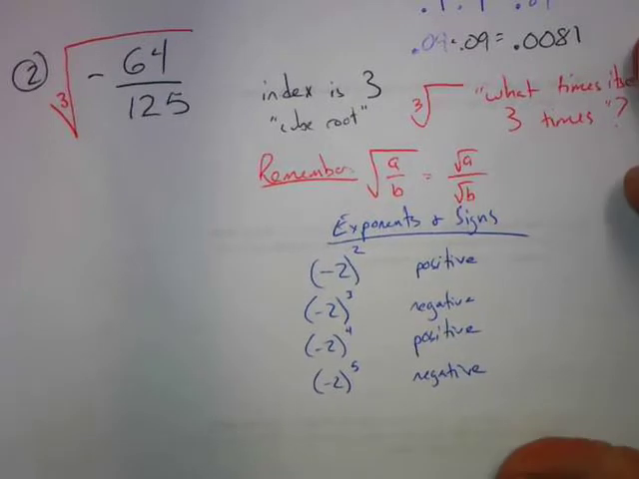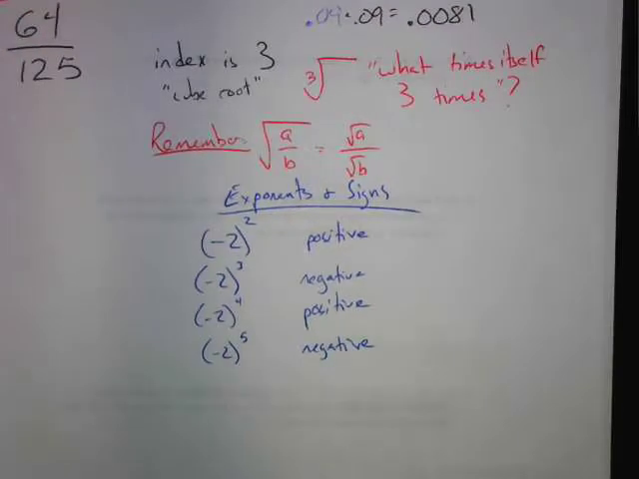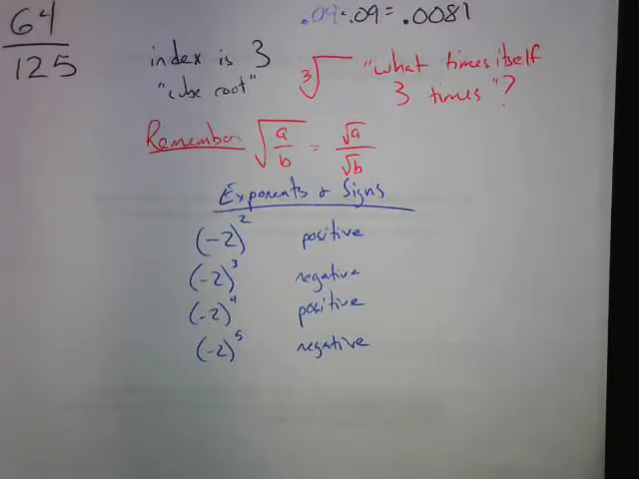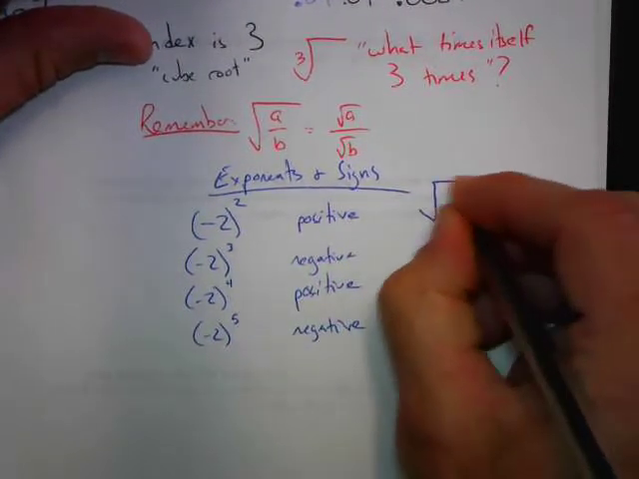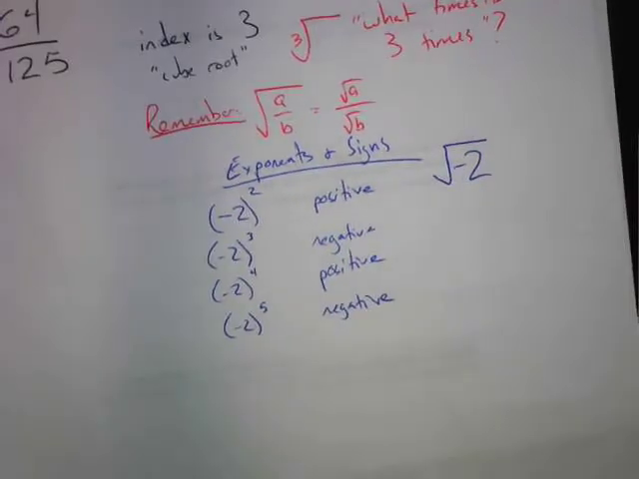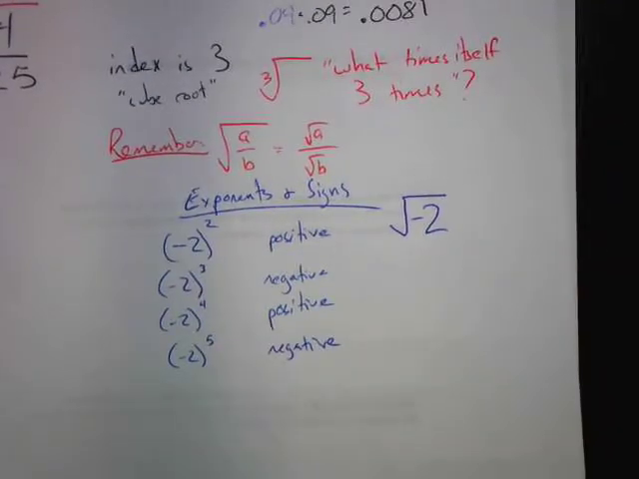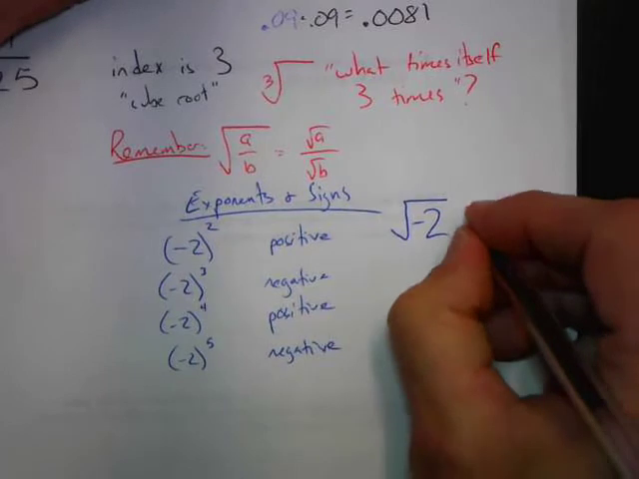Now, this is a pretty big note I'm about to give you right now. So what does this mean? If I have a negative number, can I take the square root of negative 2? That's the question. Square root of negative 2? No, that's imaginary, impossible.